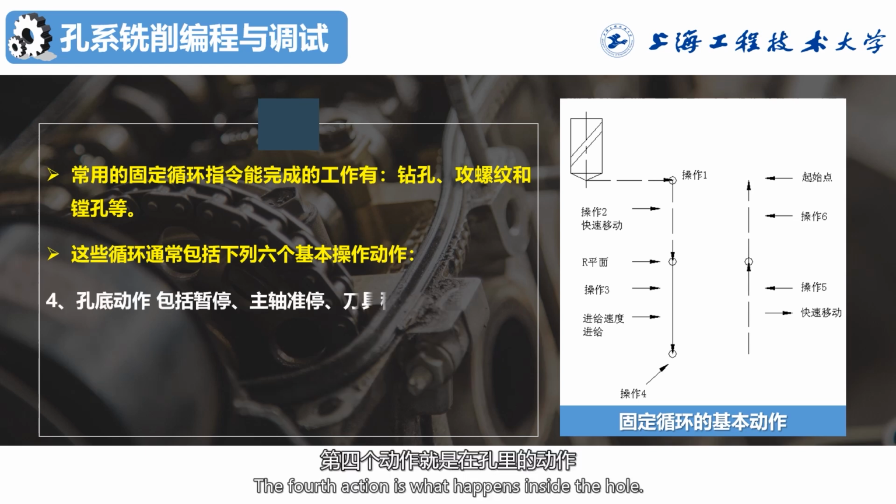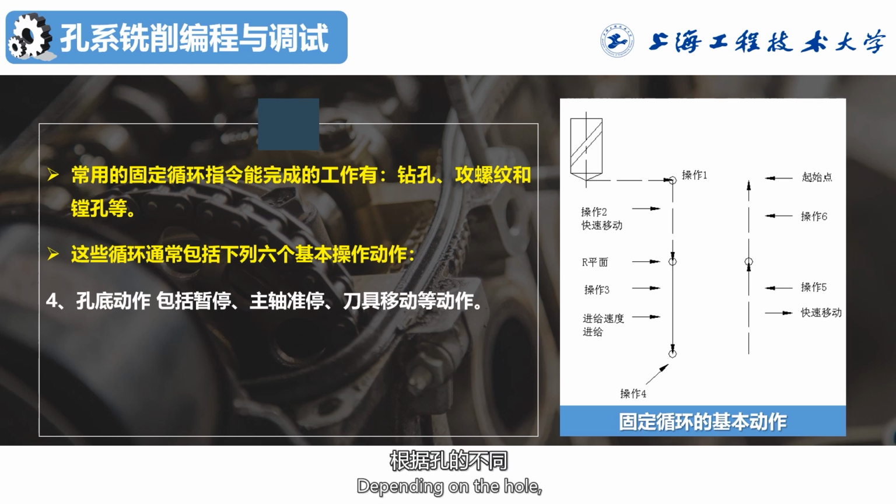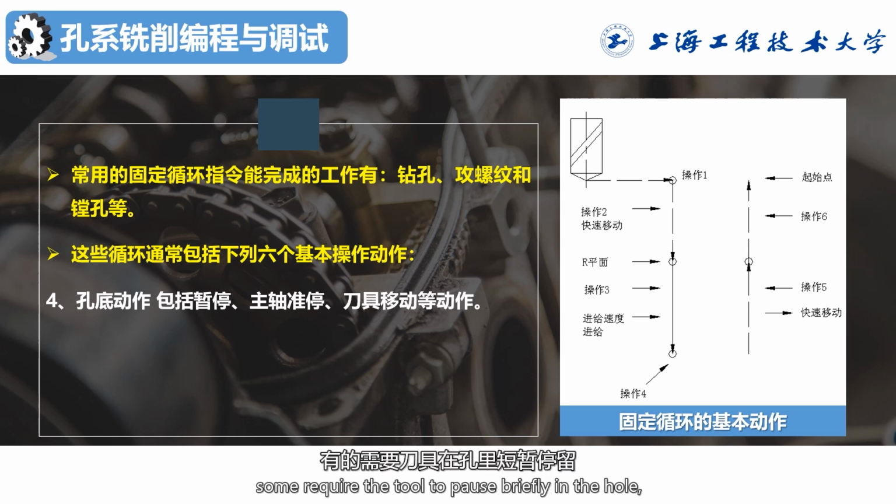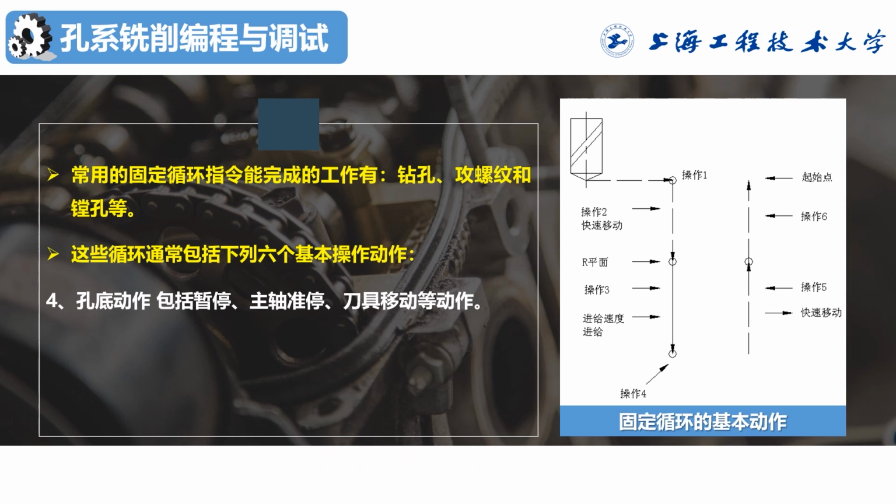The fourth action is what happens inside the hole. Depending on the hole, the tool's action varies. Some holes require no action at the bottom. Some require the tool to pause briefly in the hole. Some need the spindle to reverse, and others need the spindle to stop.